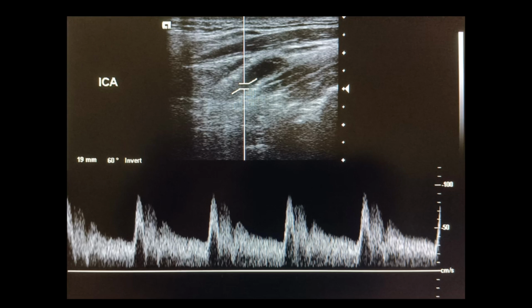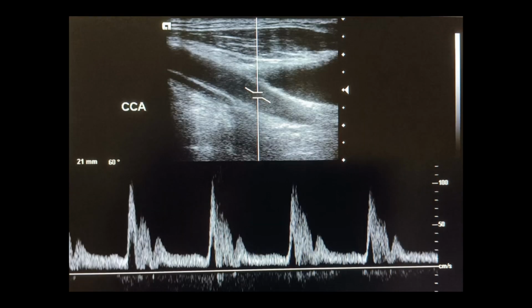We can make out the resistance to flow in the vessel even visually. As can be seen here, this is the Doppler waveform of the internal carotid artery, and this is a low resistance flow as evidenced by broad systolic waveform and continuous significant forward flow throughout the diastole.